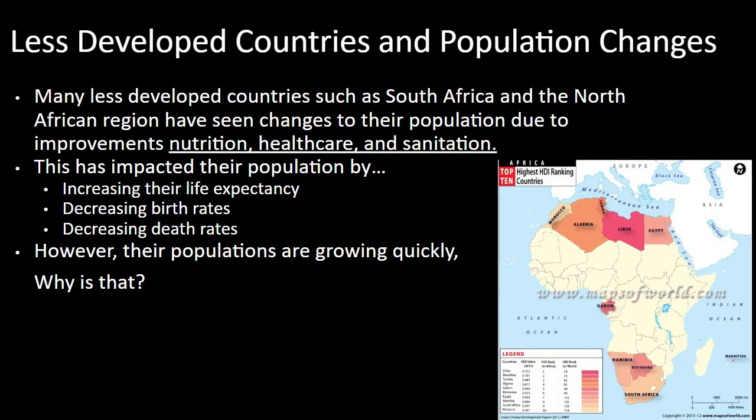Okay, less developed countries and population changes. Many less developed countries, such as in South Africa and North Africa, have seen changes to their populations due to improvements in nutrition, healthcare, and sanitation. This impacted their population by increasing their life expectancy, decreasing birth rates, and decreasing the death rates. However, their populations are still growing quickly. Why do you think that is?